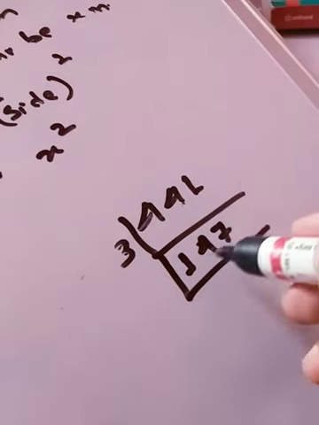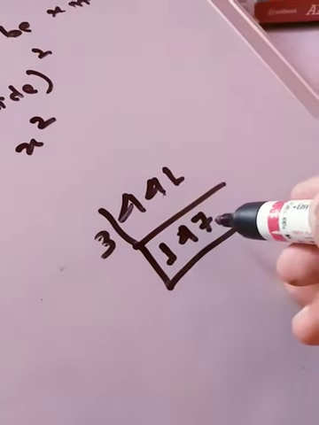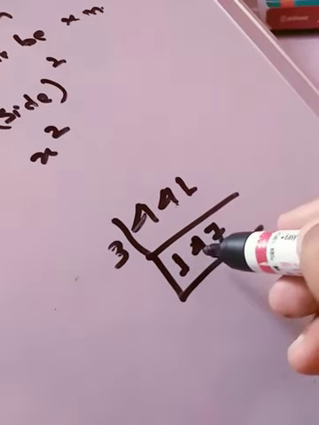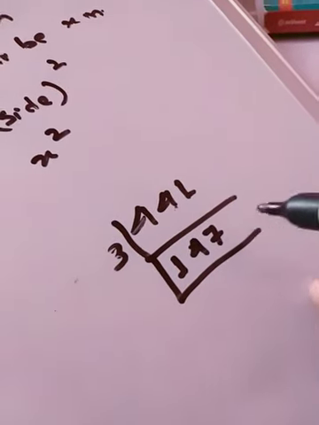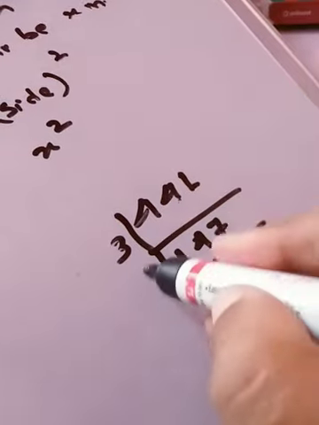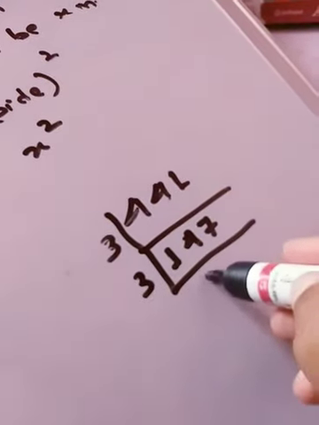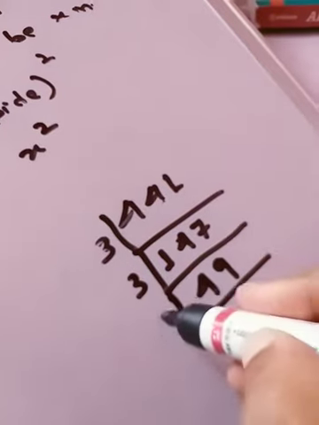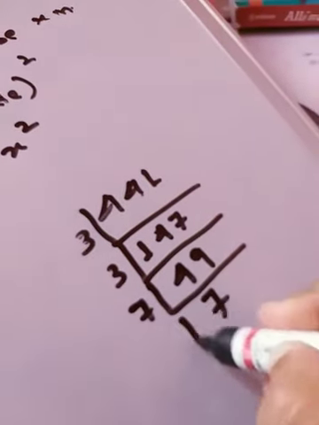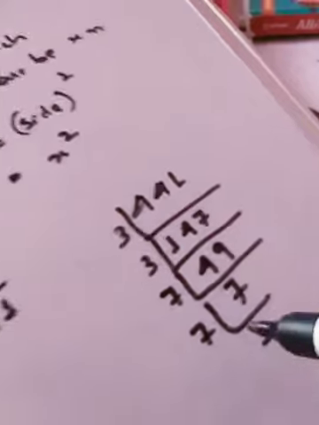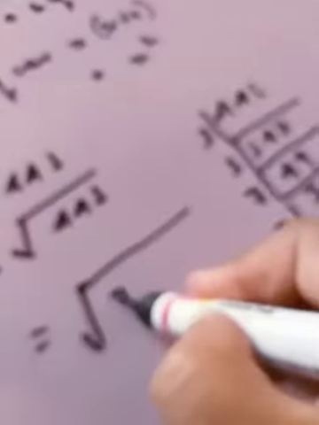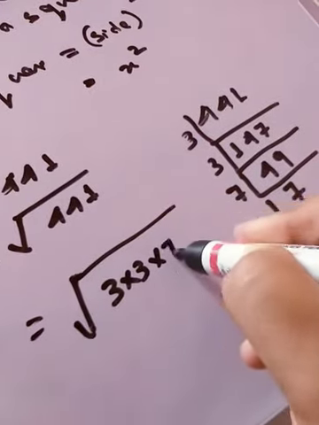Now again I have to see whether this number is divisible by 3 or not. Again add all the digits, students. That is 1 plus 4, 5, 5 plus 7, 12. 12 is divisible by 3, so this number will also be divisible by 3. So 3 4s are 12, 3 9s are 27. Now this is 7 7s are 49. We know the table. 7 1s are 7. So we'll write it. 3 into 3 into 7 into 7.